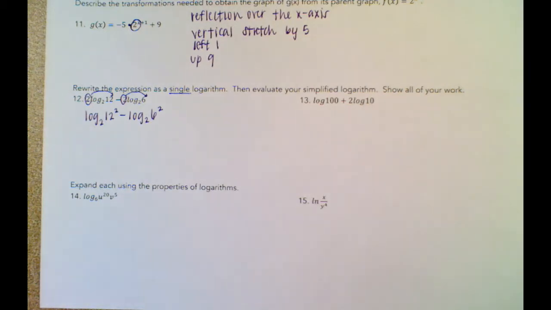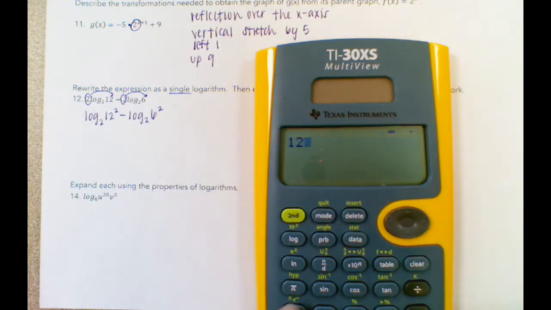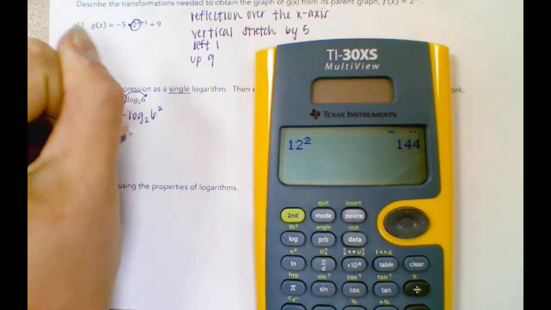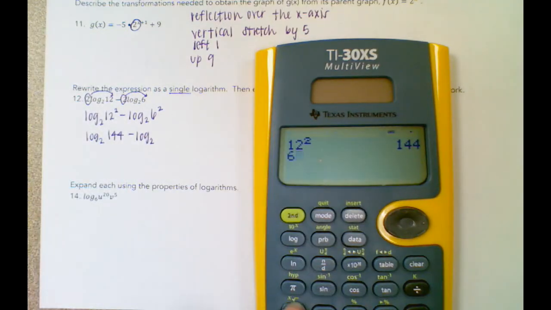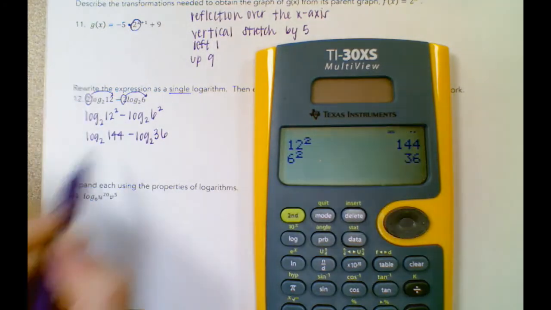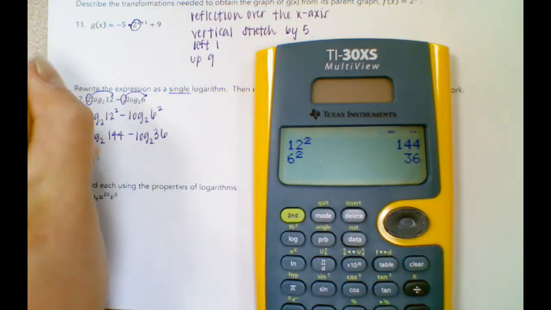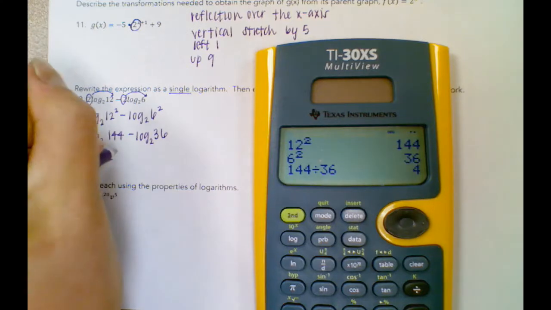Okay. Go ahead and on your scientific calculator, that's what this is called. 12 squared, if you don't know, is 144. So I have log base 2 of 144 minus log base 2, 6 squared, is 36. Now what happens when you're subtracting logs of the same base? You divide their insides. So I have log base 2 of 144 divided by 36, which is 4.